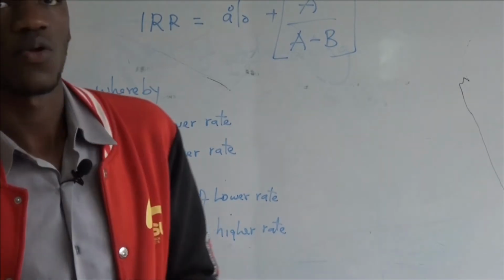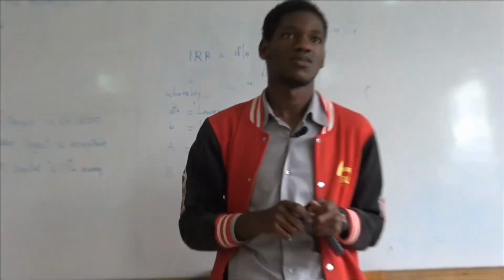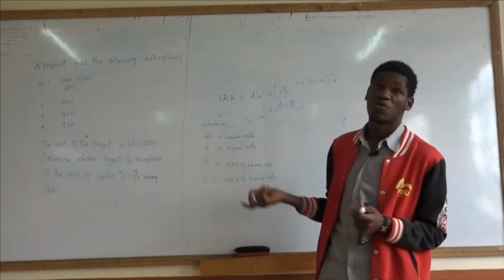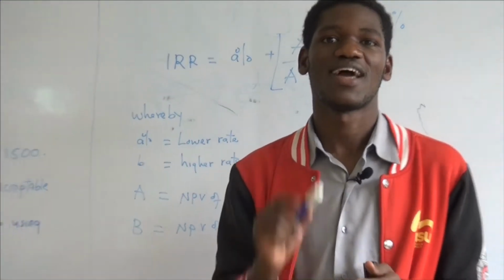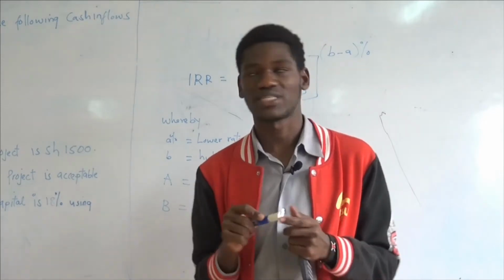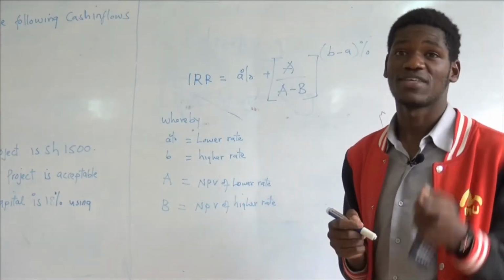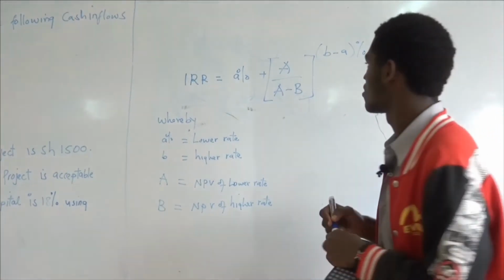So when you want to calculate the IRR, we have to calculate the two net present values, the net present value of lower rate and the net present value of higher rate. So let's start by calculating the net present value of lower rate.